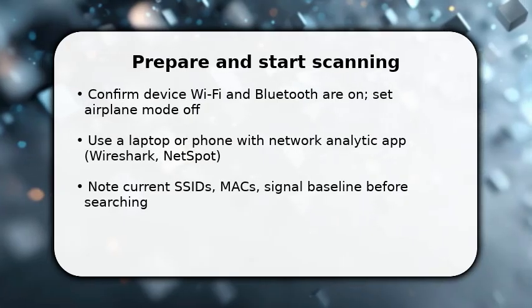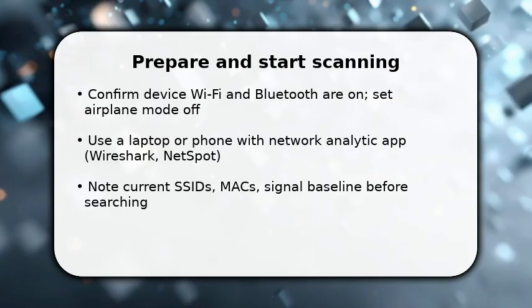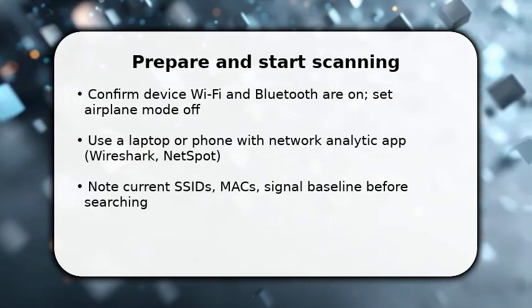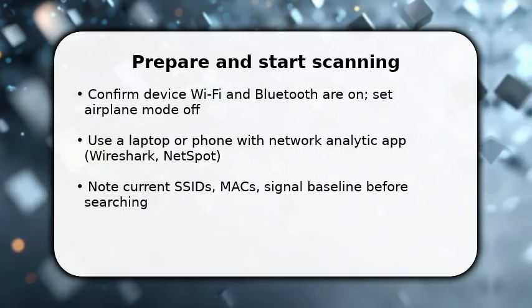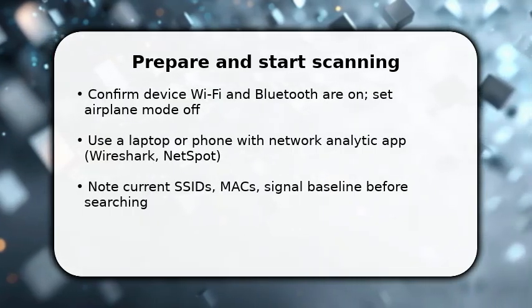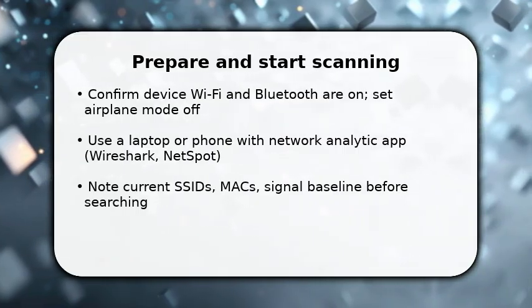You begin by enabling Wi-Fi and Bluetooth and opening your chosen network tool. This gets live data fast. Once done, record current SSIDs and MAC addresses so you can spot newcomers. Make sure location services are enabled for signal mapping. That helps correlate strength with position.